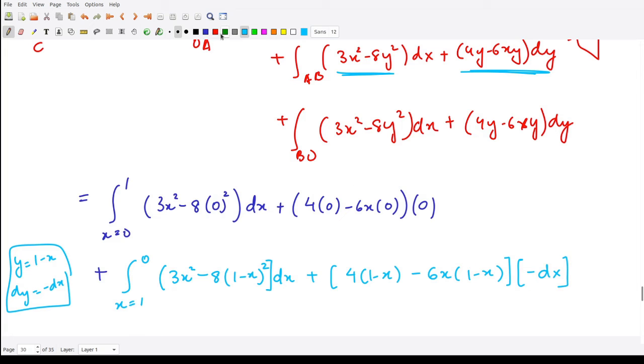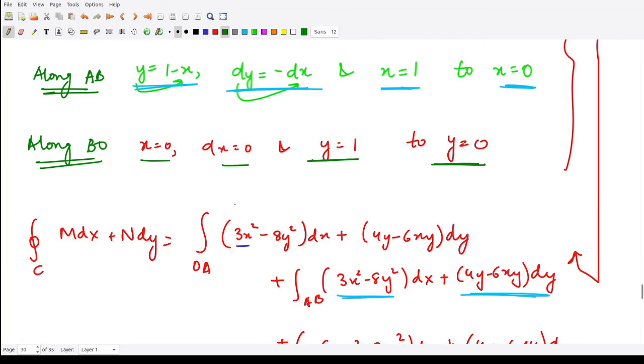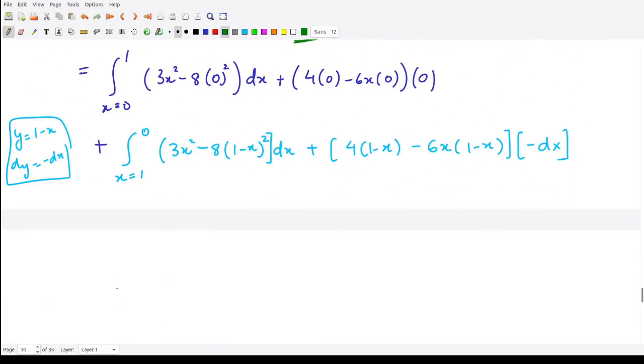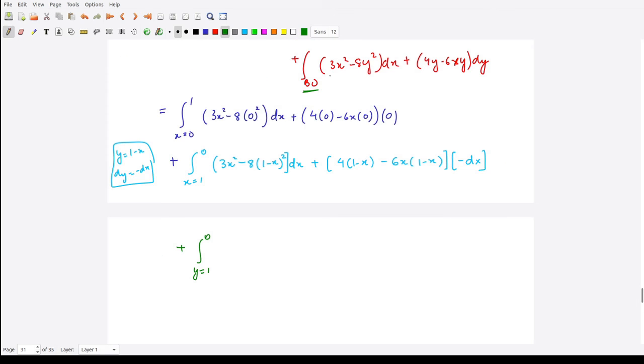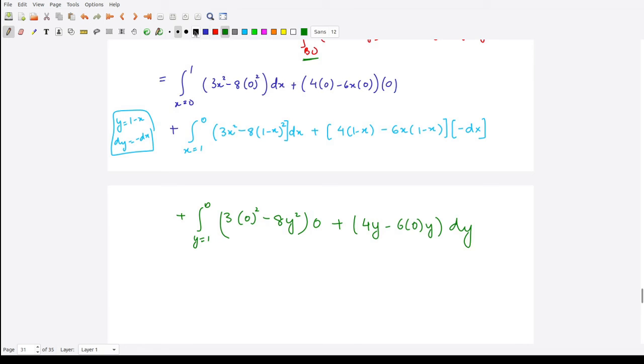And for the third case, the case of BO, we have y varying from 1 to 0, and x as 0, dx as 0. So we have y varying from 1 to 0, and instead of x in the function we write 0: 3 times 0 square minus 8y square into 0, plus 4 into y minus 6 times 0 into y, dy. Next let's simplify these terms.